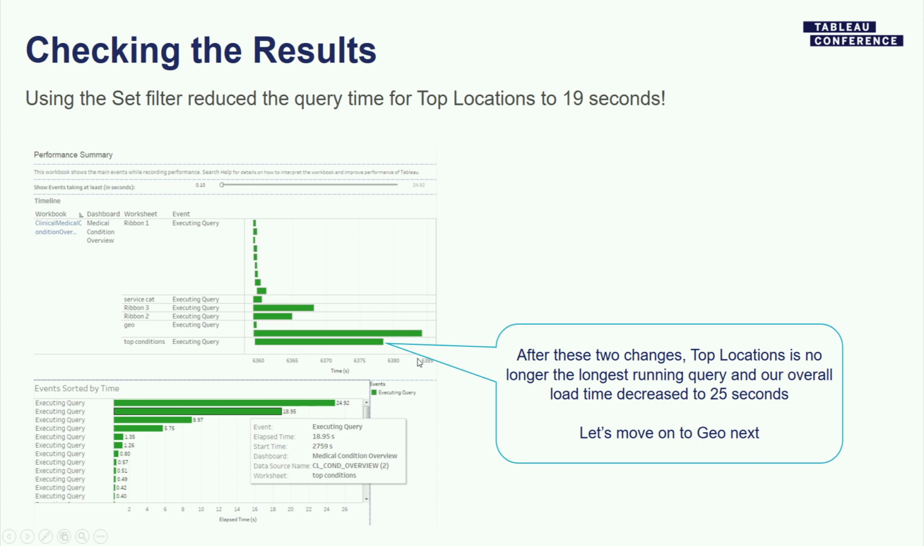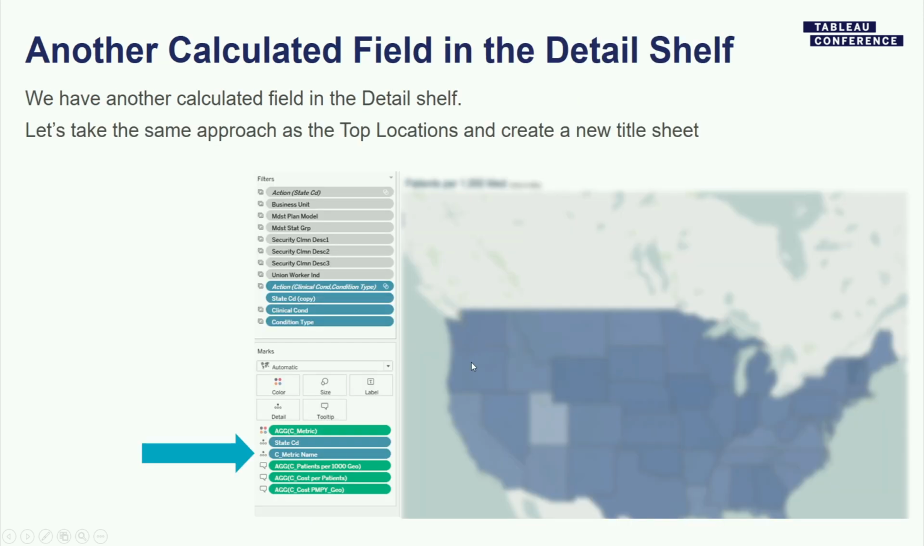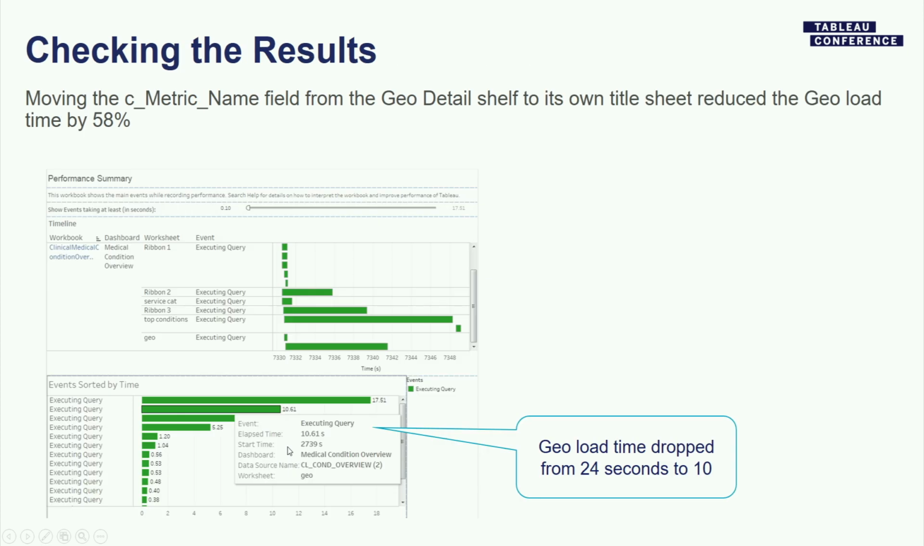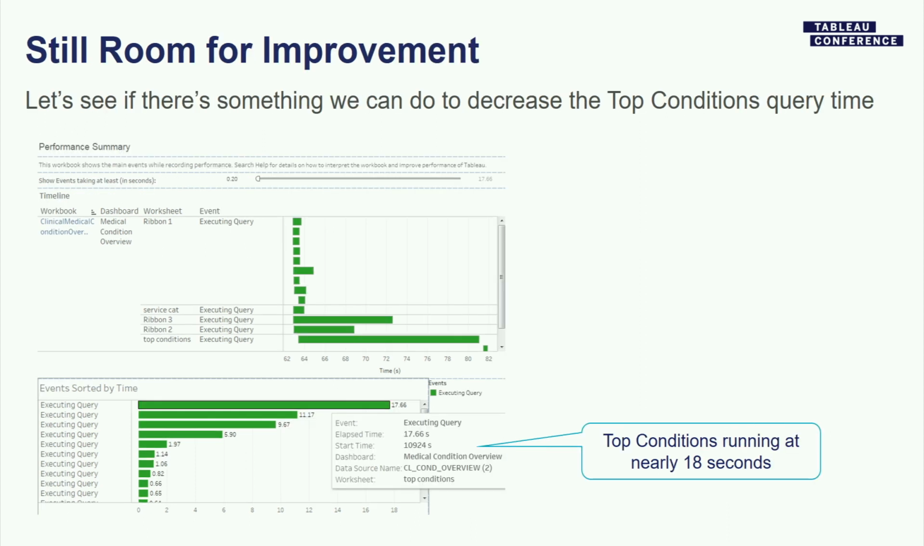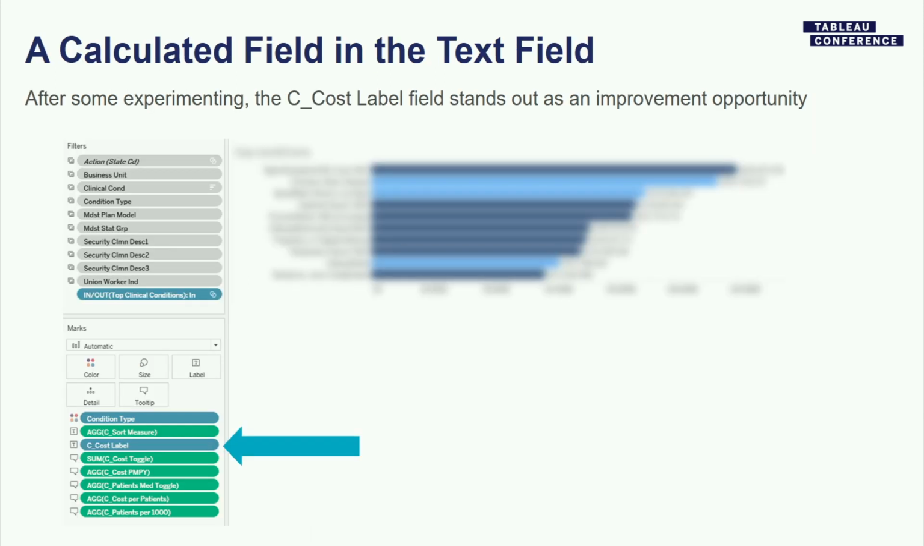So now let's move on and look at the map next. When we look at the map, we see it's doing the exact same thing. It has the same problem with the C metric name in the detail shelf. So I'm not going to walk you through those steps, we're just going to do it again. And when we do that, it drops from 24 seconds down to 10. Now let's see if there's still a little bit of room for more improvement. We're still running at close to 18 seconds.